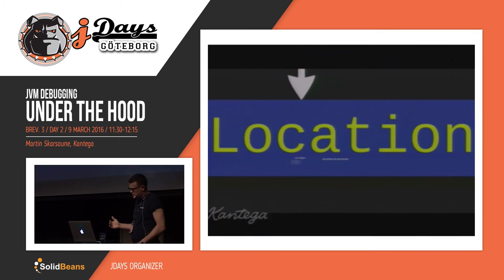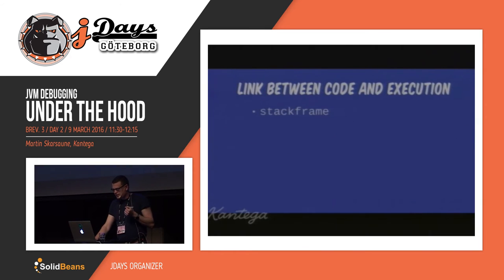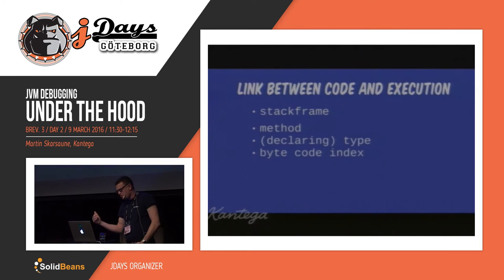Then we have what's called the location. And the location is unique for the debugger because this is the link between the stack, the thread, the state of the application execution, but it also contains references to the method, the type, and even down to the bytecode index. So we'll see later how we can use this for some cool stuff.